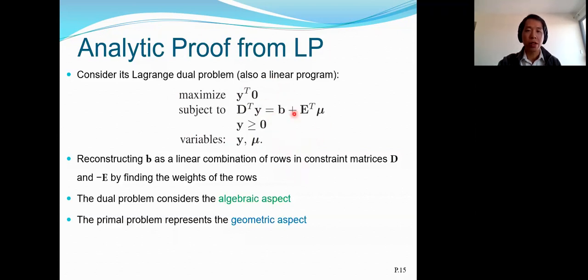So in this slide, you can see that what we do here is basically reconstructing the given vector B as a linear combination of the rows in the matrices D and E. And in this problem, we are exploring the algebraic aspect of this matrix, which is different from the geometric aspect we have seen in the previous picture. Here, as long as we find a feasible solution, then we can solve the problem.